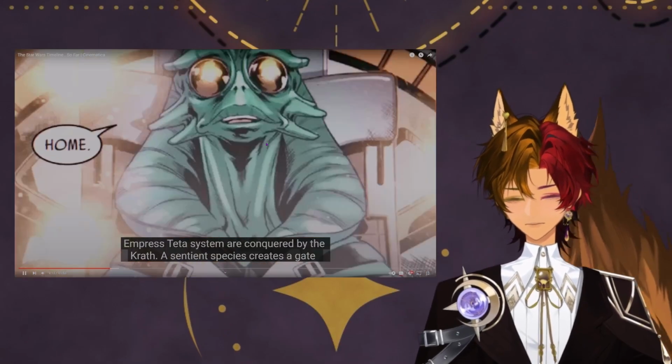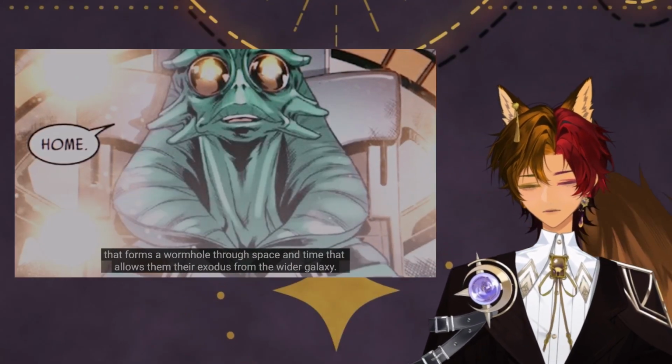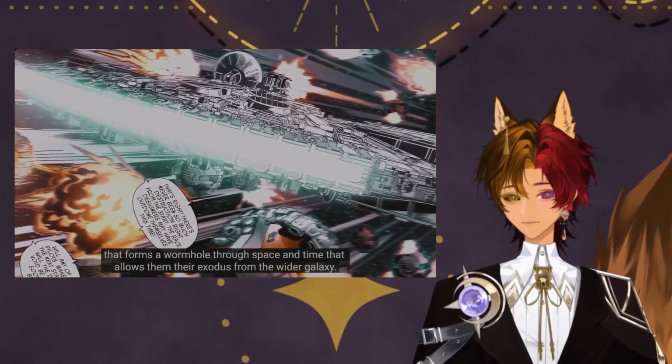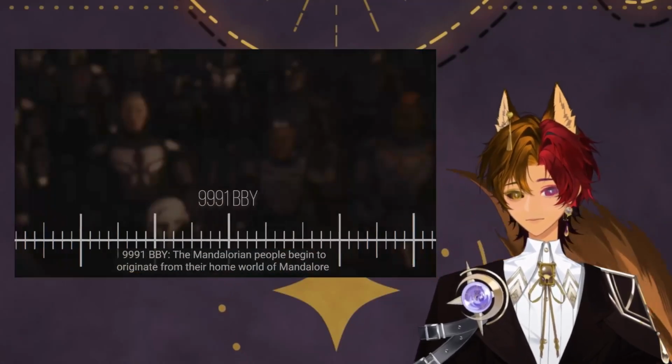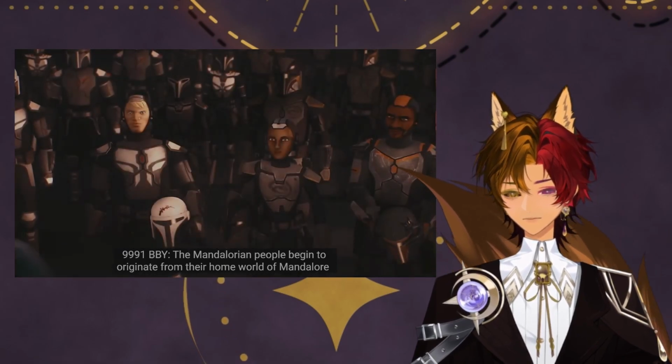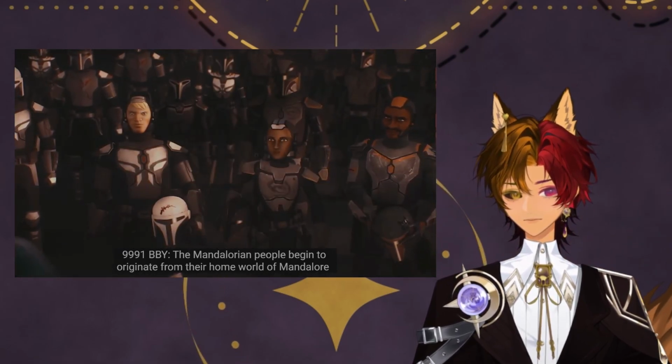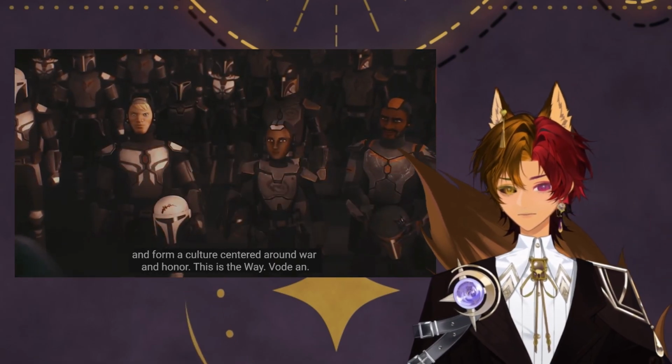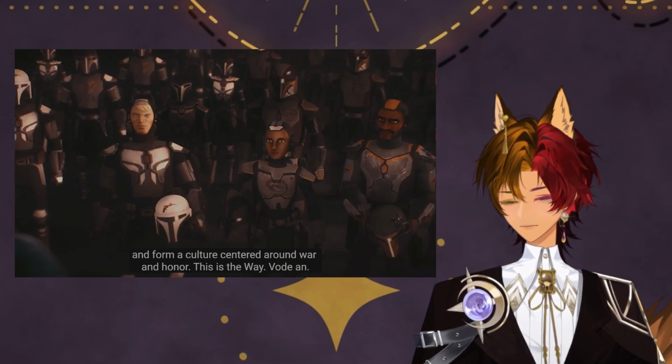Conquered by the Krath. A sentient species creates a gate that forms a wormhole through space and time that allows them their exodus from the wider galaxy. 9,991 BBY. The Mandalorian people begin to originate from their homeworld of Mandalore and form a culture centered around war and honor. This is the way.